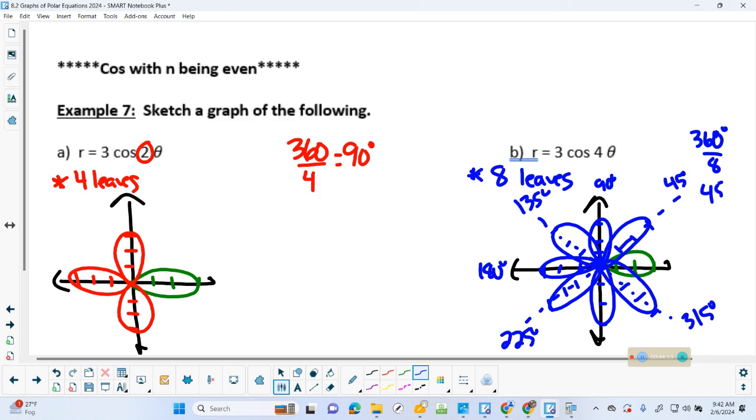This is adult coloring gone bad, guys. This is what this is.